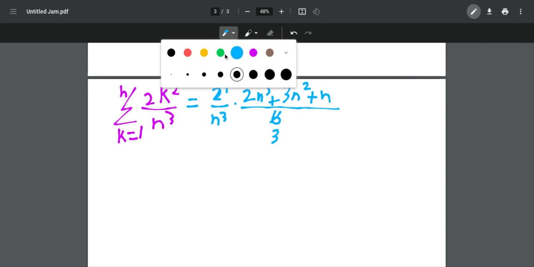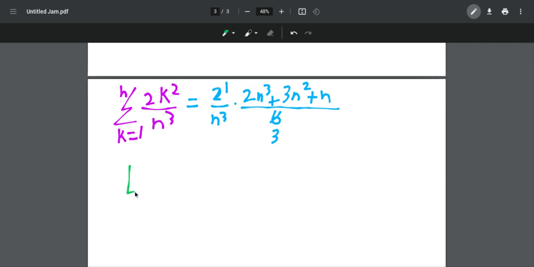So for our last step, to find the actual value of the area under the curve, we should evaluate the limit as n approaches infinity of this expression, which is 2n cubed plus 3n squared plus n, all over 3n squared.